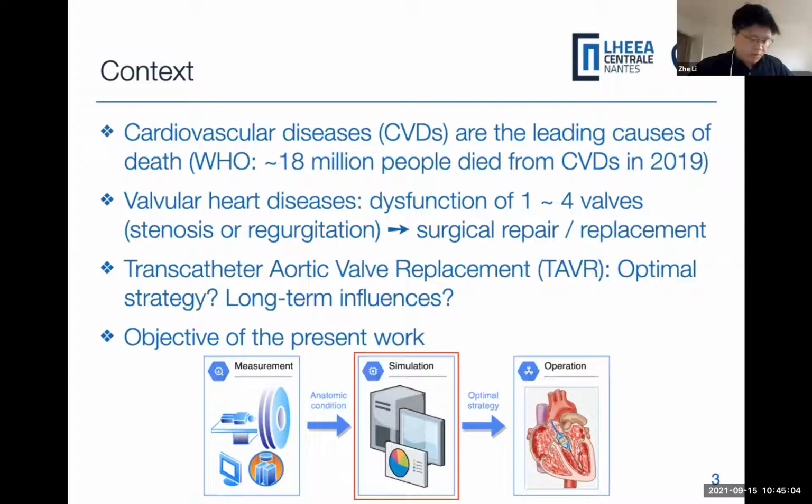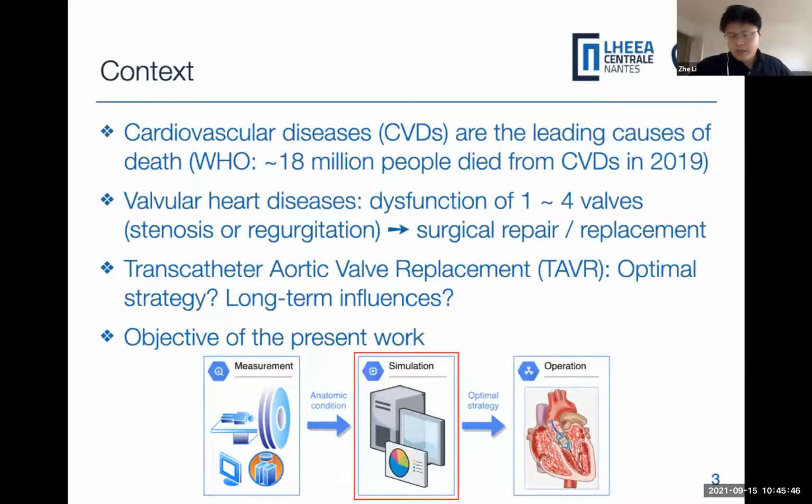Among these CVDs, valvular heart diseases are an important family, which is usually related to the failure or dysfunction of one to four heart valves, for example, stenosis or regurgitation. In this case, it is usually necessary to carry out a surgical repair of the heart valves. Recently, some transcatheter techniques have been developed and widely used all over the world, such as the transcatheter aortic valve replacement, or in short, TAVR.